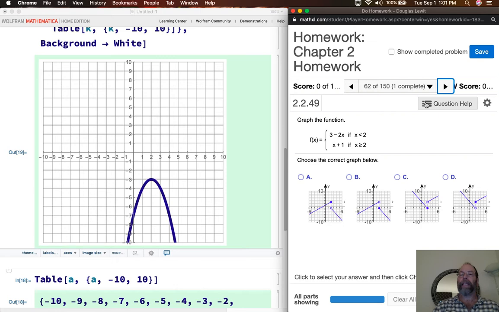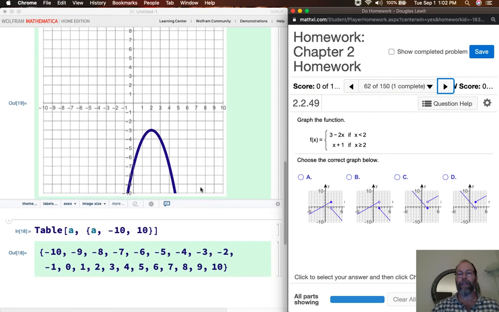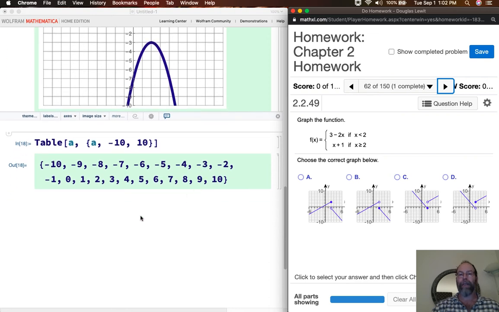Okay, so number 62 requires that you graph a piecewise function. Let's do this in Mathematica. We're going to graph a piecewise function. Now, I kind of forgot the syntax of piecewise, but that's not a problem. I can look it up.